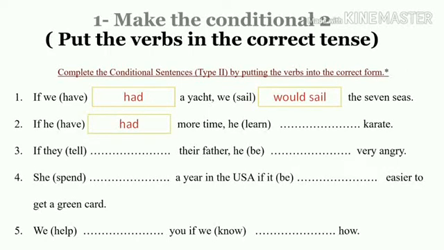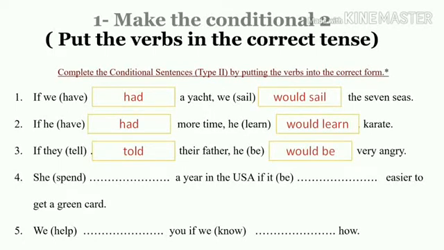If he had more time, he would learn karate. If they told their father, he would be very angry. Okay, now we don't start with if, we put it in the middle, so you can notice the lack of the comma here. So we're going to start with would plus infinitive here.